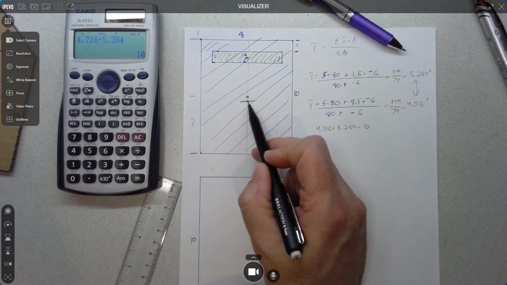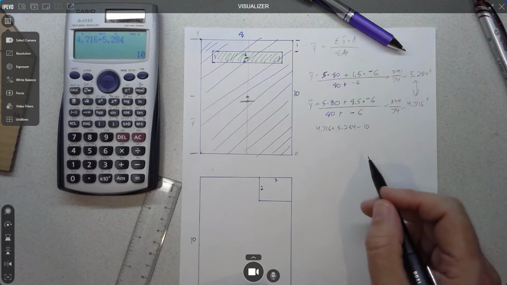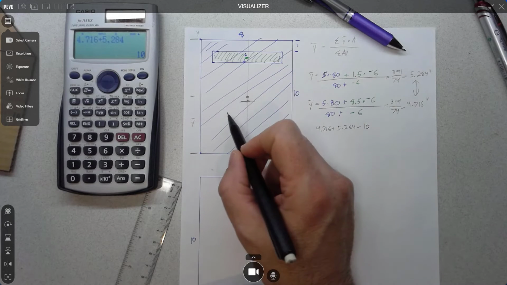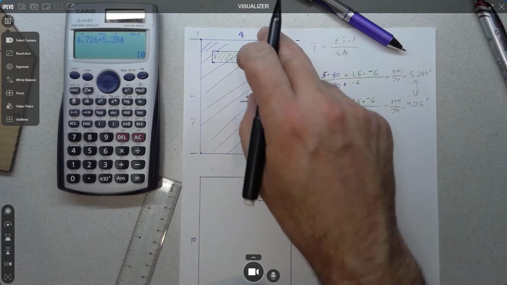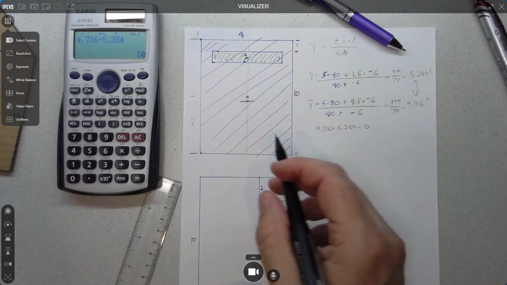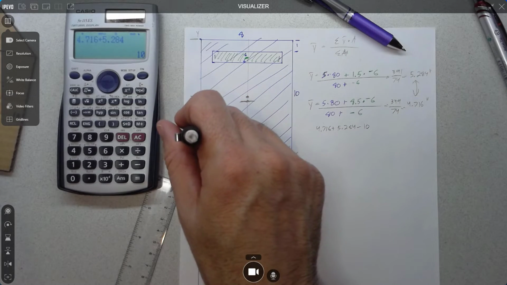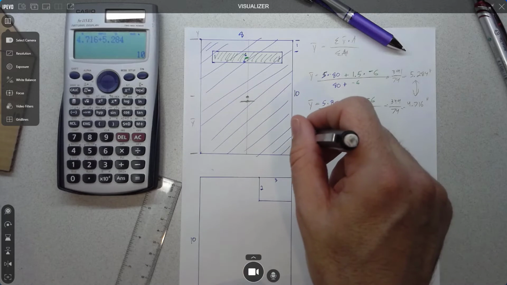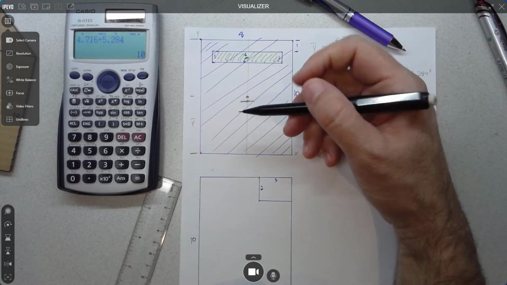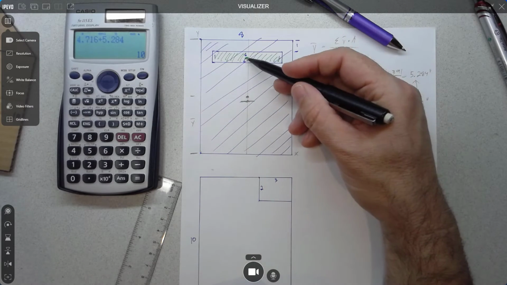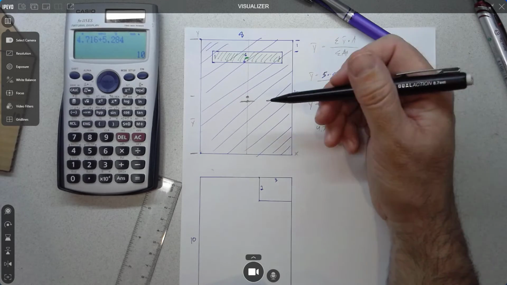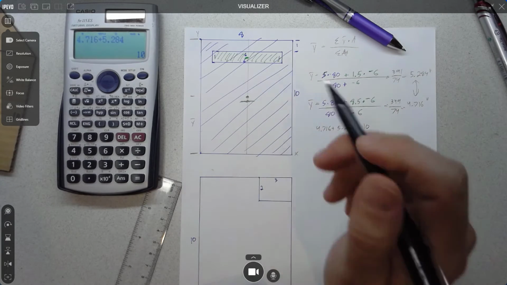This is the original. This is the one once we cut out the shape. We found out that it's the same distance from either the top or the bottom. It really doesn't matter where you pick. I could have picked some arbitrary axis here and used that to figure out the distance from that axis to the centroid of each of the composite shapes, and I would end up finding that same location.